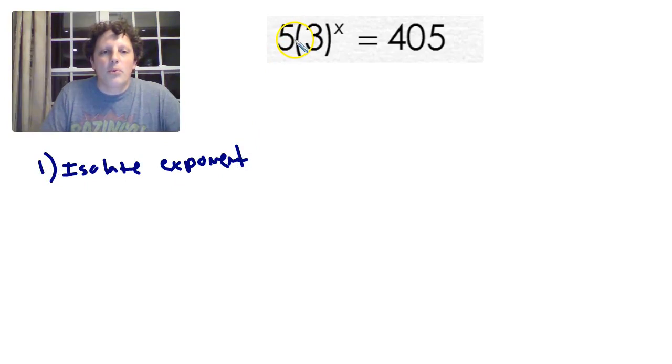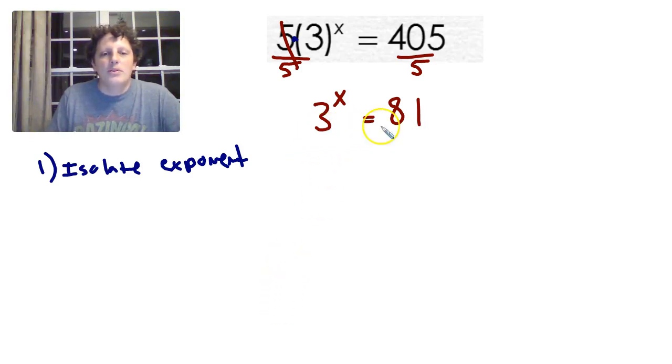So again, 4 parentheses 3 to the x is 4 times 3 to the x. To undo that multiplication, I use the division property of equality. We divide both sides of the equal sign by 5. That leaves us with 3 raised to the x on the left. And 405 divided by 5 is, let's see, 81.